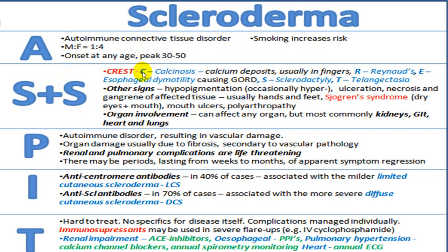CREST syndrome will consist of calcinosis, Raynaud's phenomena, esophageal motility, sclerodactyly, and telangiectasia. So that is that particular organ involvement. Or you can also have involvement of eye and mouth, where you come across what we call Sjogren syndrome.